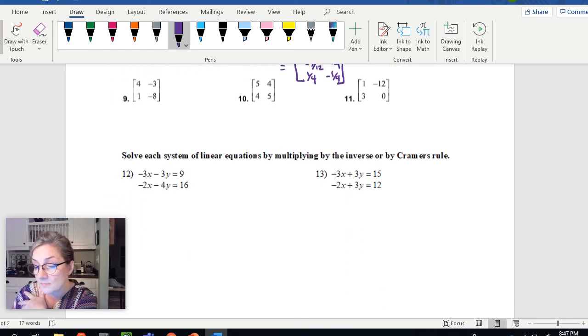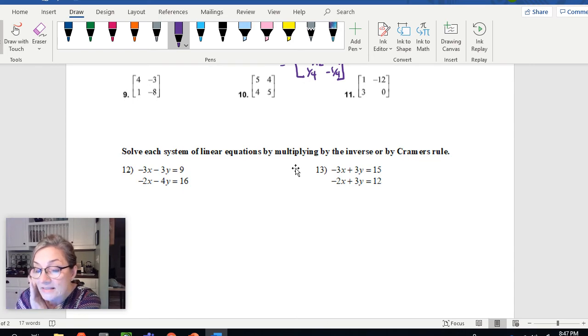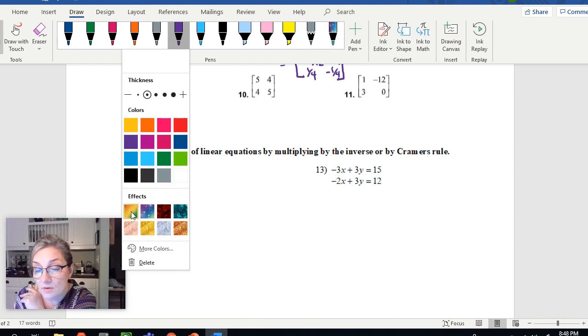Solve each system. Okay, you can do these any way you want because it says by inverse or Cramer's rule. My absolute favorite is Cramer's rule, so I'm going to do it Cramer's rule. All right, so Cramer's rule, and I like my purple.